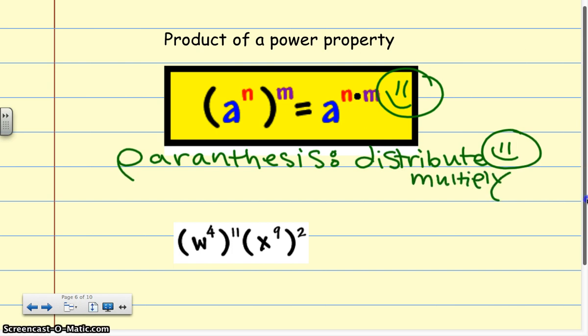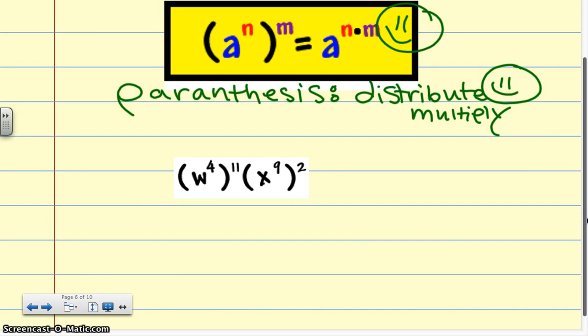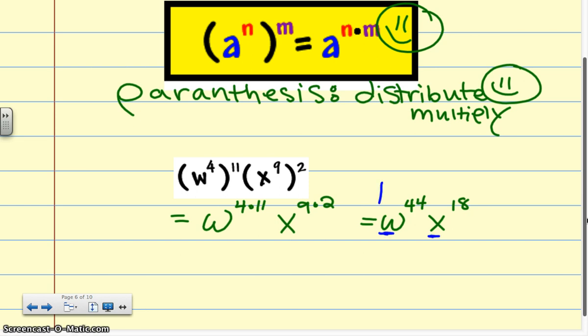Okay, let's do it. W to the 4th to the 11th times x to the 9th squared. Well, simplifying that out, this would equal w to the 4 times 11 times x to the 9 times 2. That turns into w to the 44 times x to the 18th. Keep in mind that we cannot combine these two because w and x are not the same base. So this would be our final answer.